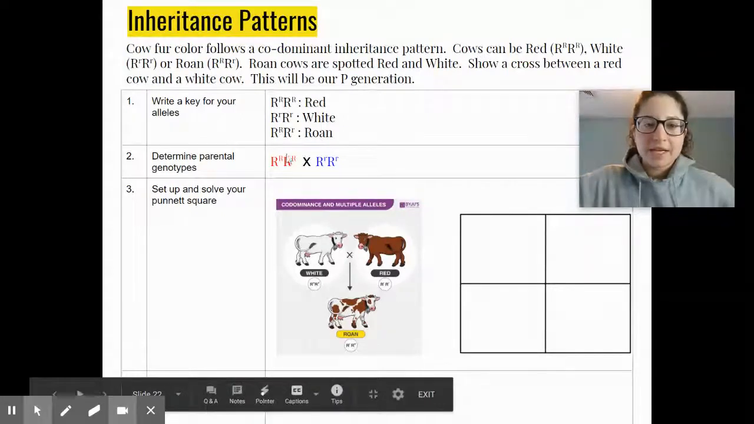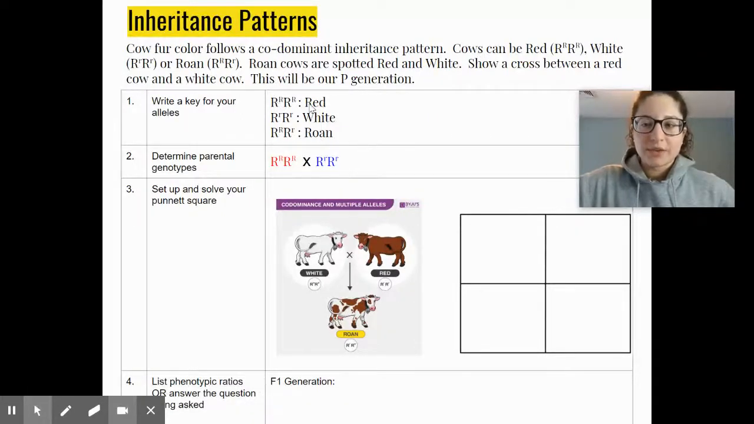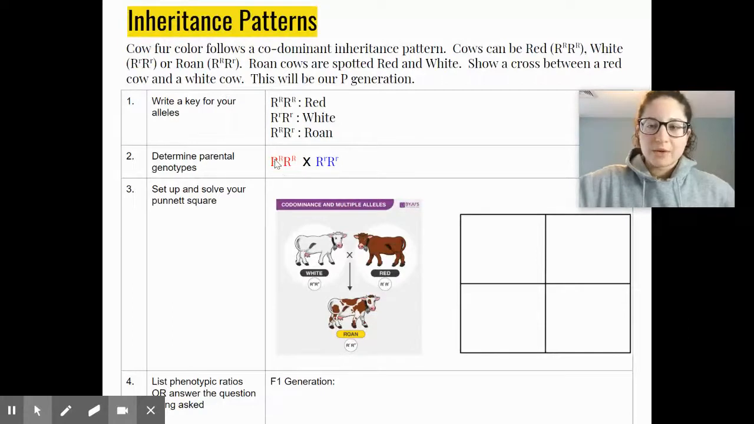And so I also have it in the key right here to show you what the different genotypes look like and what they mean for the phenotype. It says show a cross between a red cow and a white cow, and that this will be our P generation. So we take our genotype here, and this is where things get a little bit weird for some people.